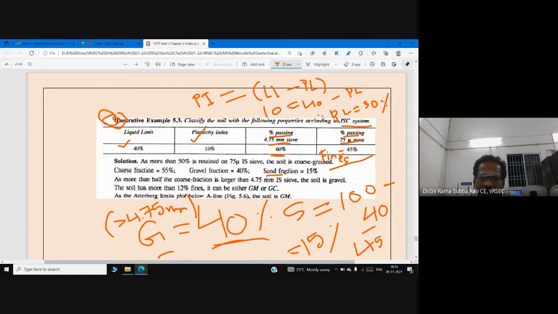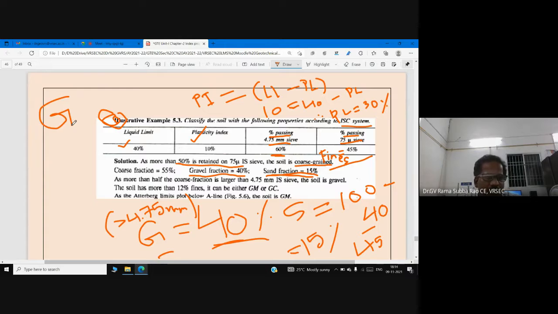Now undoubtedly you see the percentage of gravel is 40 and sand is 15, so altogether we have 55%. More than 50% is retained on the 75 micron sieve. Therefore, the soil is basically a coarse-grained soil with a pinch of fines. If you compare gravel and sand fractions, the fraction of gravel is more, because it is 40 and sand is 15. So the given soil is gravel.